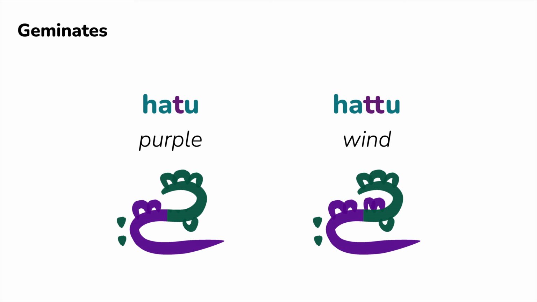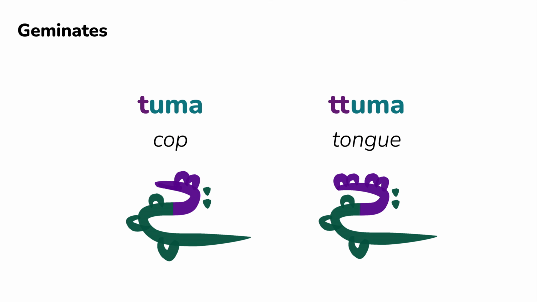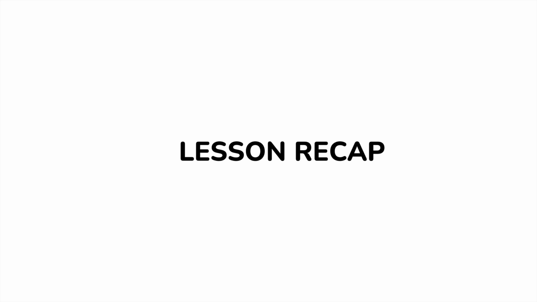Geminate consonants in Dorini are basically consonants that are held for double the length. Here, hatu is ungeminated, but hatu is geminated. Here, tuma is ungeminated, and tuma is geminated. They mean completely different things. The distinction is fundamental to Dorini speech.